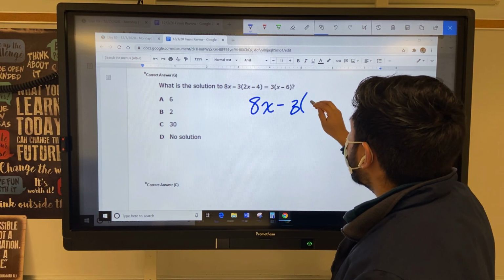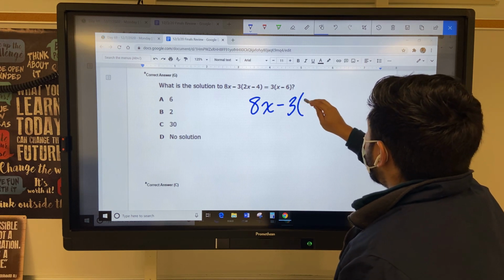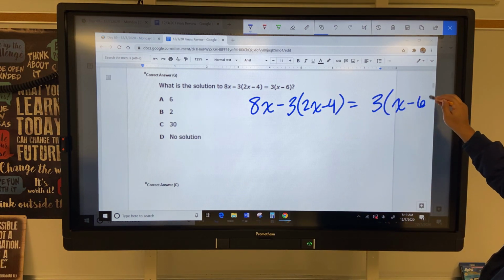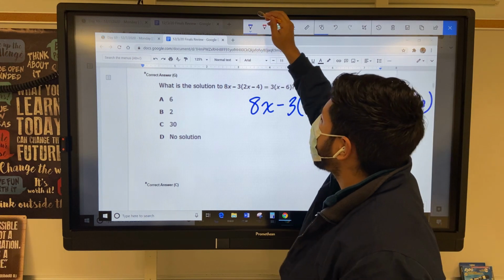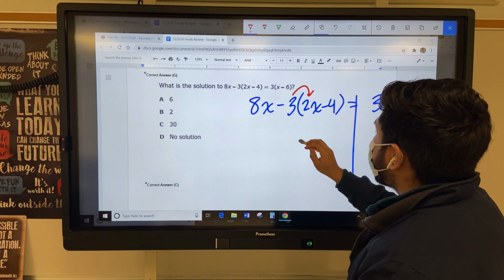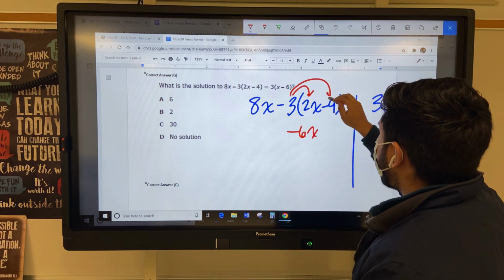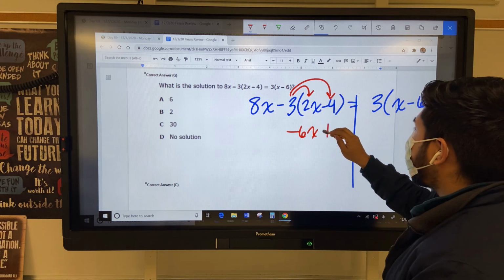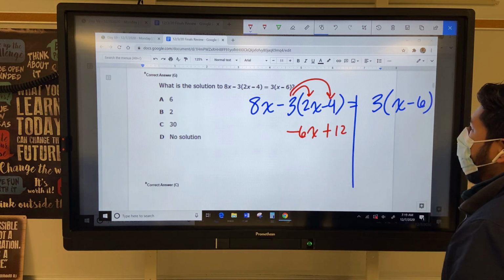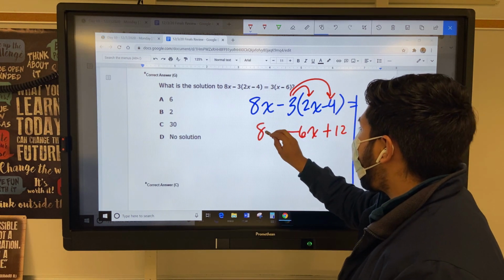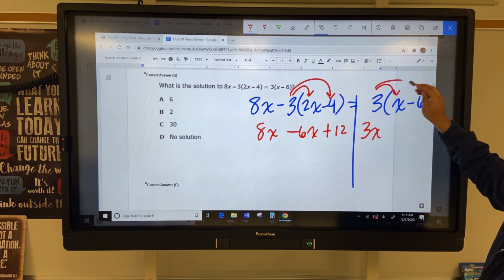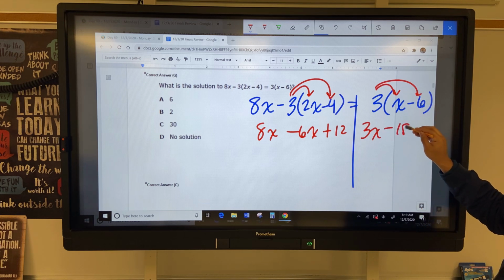8x minus 3 parentheses 2x minus 4 equals 3 parentheses x minus 6. Negative 3 times 2, negative 6x. Negative 3 times negative 4, positive 12. Remember, I'm multiplying the numbers that are in front of the parentheses to the numbers inside. There's nothing right here. Bring it down. To this side, 3 times x, 3x. 3 times negative 6, negative 18.